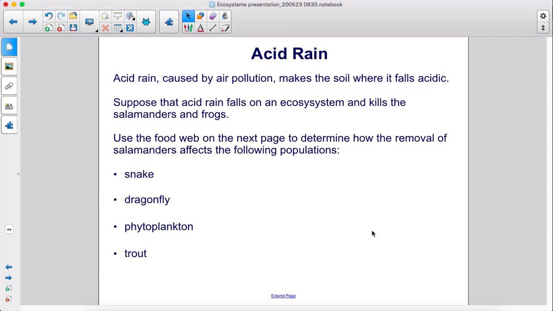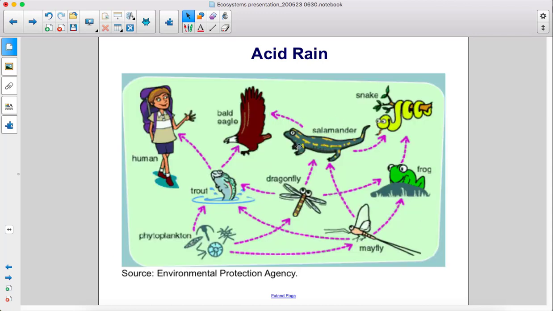Acid rain, caused by air pollution, makes the soil where it falls acidic. Suppose that acid rain falls on an ecosystem and kills the salamanders and frogs. Use the food web on the next page to determine how the removal of salamanders affects the following populations: snake, dragonfly, phytoplankton, and trout. Here we see the salamander. What happens if we remove the salamander?